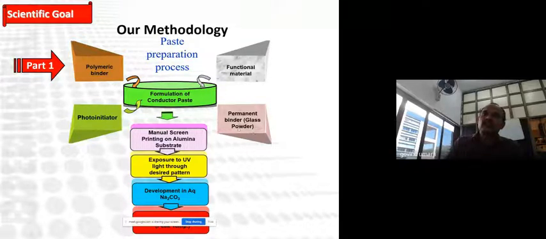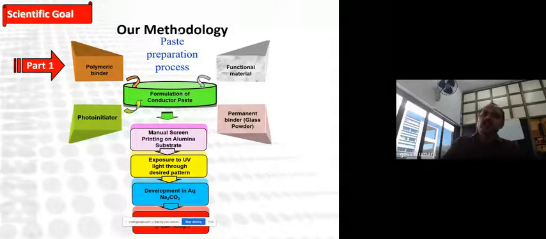The third and fourth one is your glass binder. The glass binder also plays an important role in adhering your film to the substrate. If there is no adhesion, there will be no film on the substrate, and ultimately it affects the performance of your hybrid microcircuits.